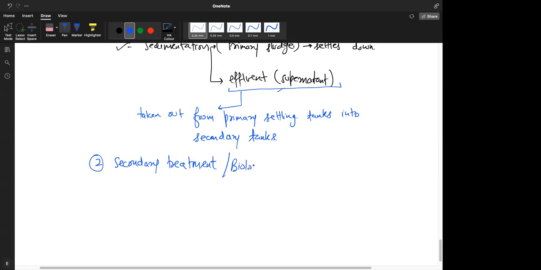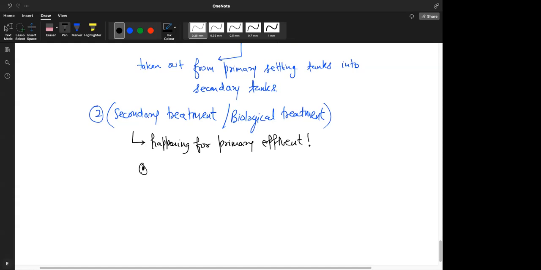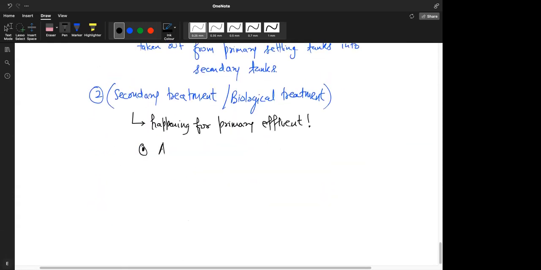So it is also known as biological treatment. Is it clear, everyone? Yes. So it is happening for the, just remember this thing, primary effluent only. Okay. Now first thing that we do with this primary effluent is called aeration. Air is passed. Okay, so in large aeration tanks, where it is constantly agitated and air is pumped into it. Now why are we pumping air into primary effluent?